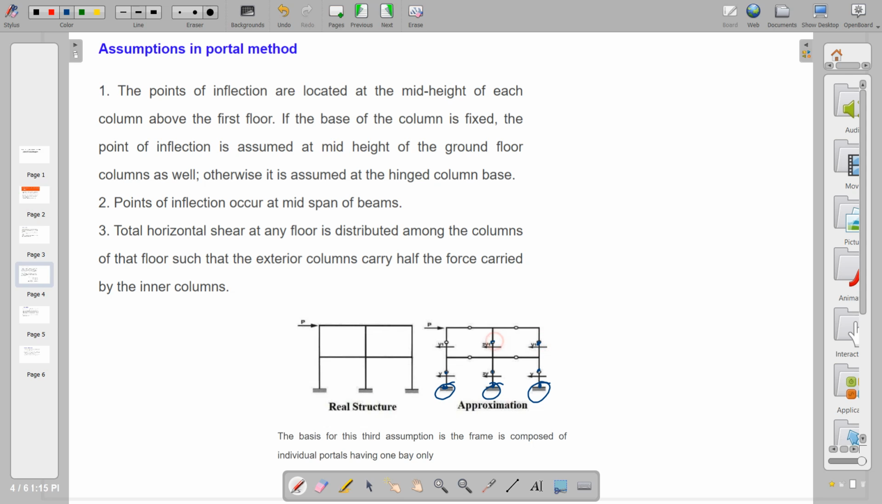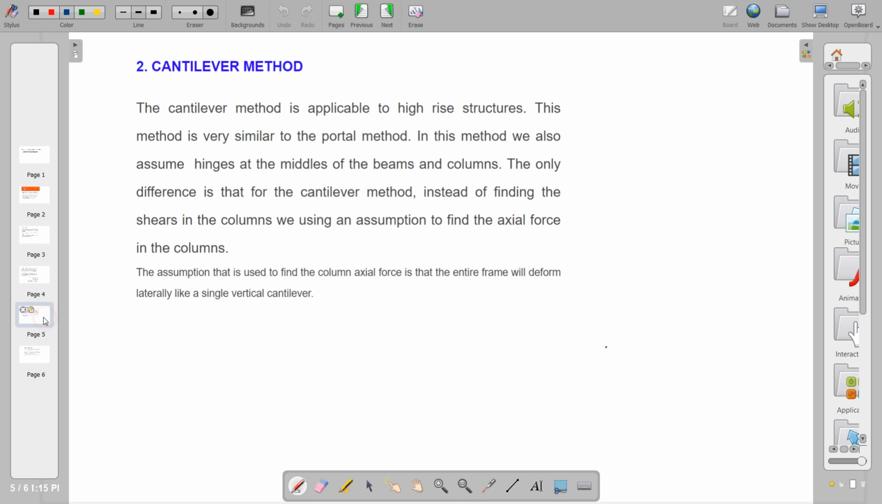Okay, we will assume that the point of inflection is at the mid-height of each column. And then from that, we can also assume the point of inflection at the mid-span of each of the beams on the frame. Those are the assumptions in the portal method.